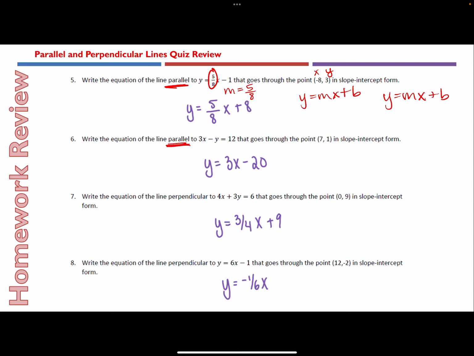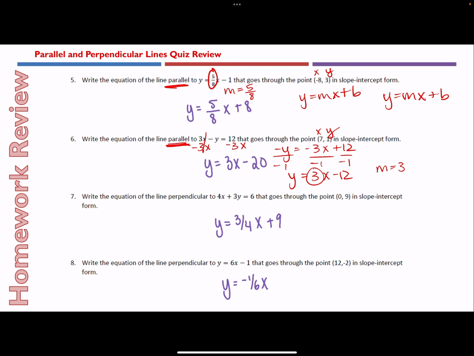Parallel, so slopes are the same. Solve for y first. Then you have -y equals -3x plus 12. Divide by -1. y is equal to 3x minus 12. So your slope is 3. And then this is your x and y.